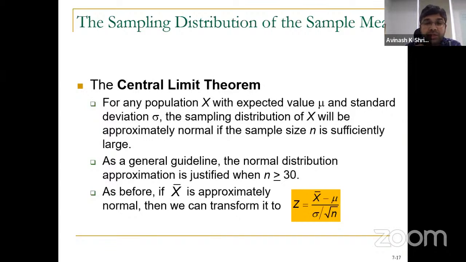In case of 30 degrees of freedom, yes. So if, say, the sample size is 30, the degrees of freedom will be 29. So degrees of freedom is nothing but n minus 1, right? And that is all.